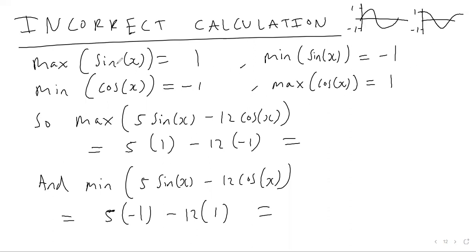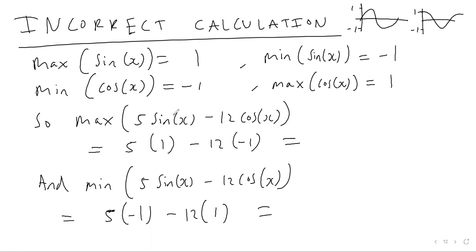So some students may say the maximum of sine is 1, the minimum of sine is -1, the minimum of cos is -1, and the maximum of cos is 1. So for the maximum of 5 sin x take away 12 cos x, to make this number as big as possible I need this to be as big as possible. Then if I take away a number, I need it to be as small as possible, because a bigger number take away a smaller number gives me overall a bigger number. So it's kind of using upper and lower bounds.